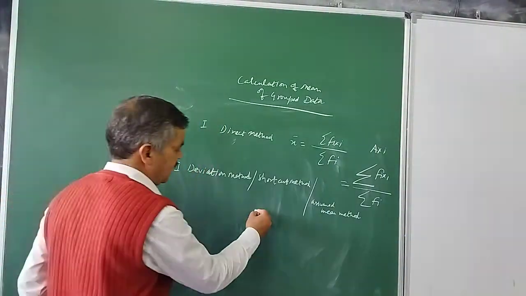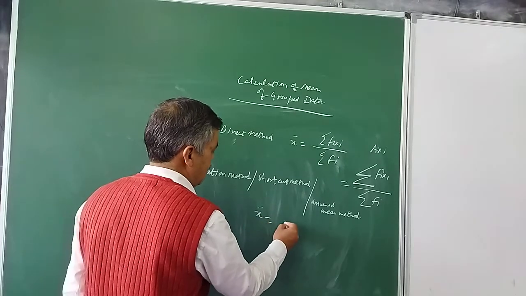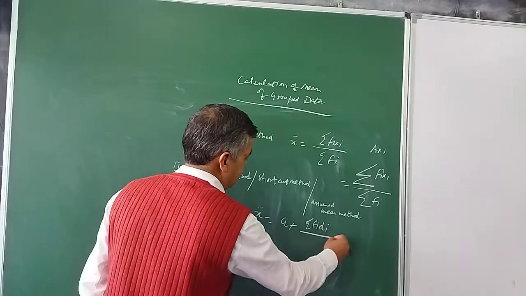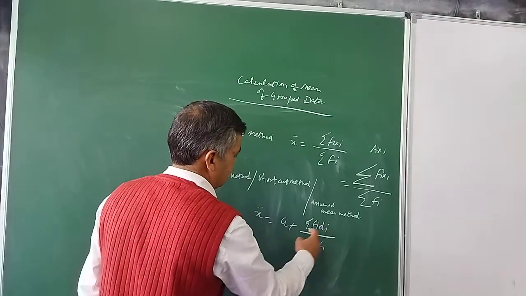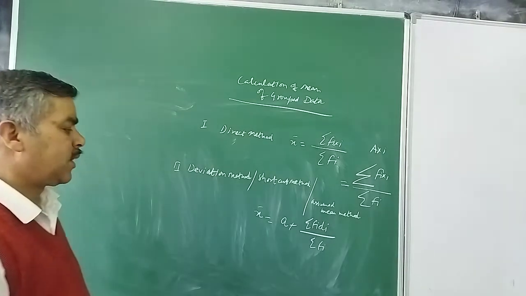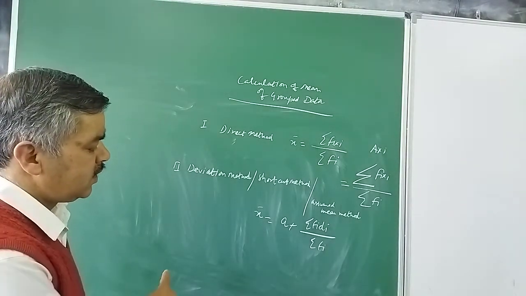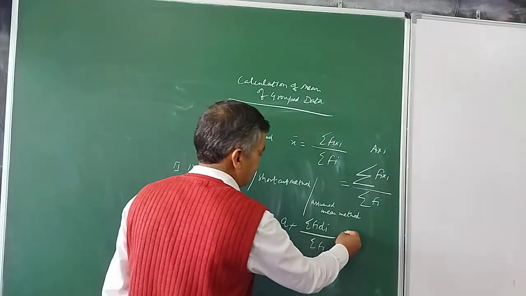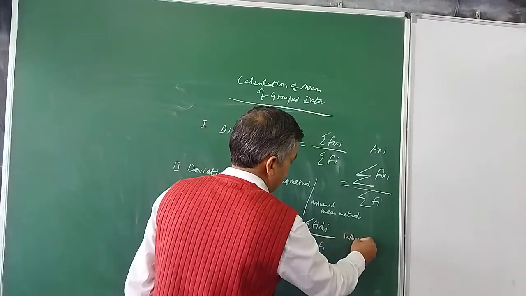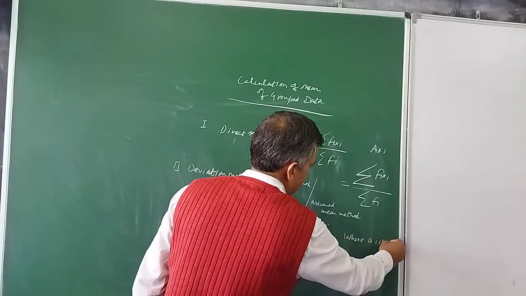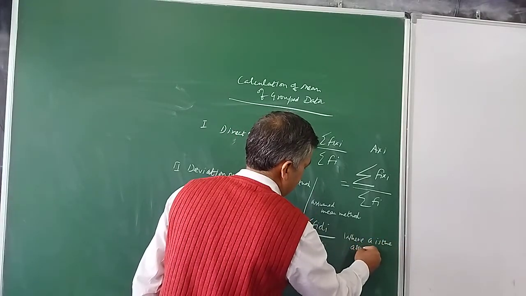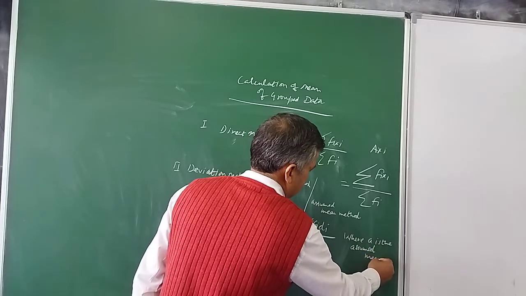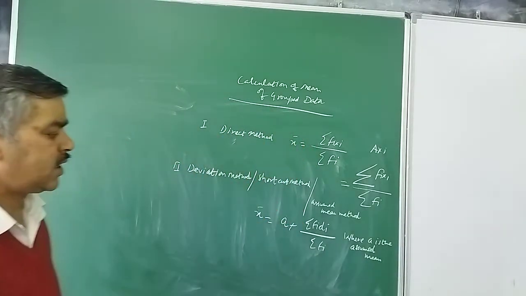And the formula we use here is x bar is equal to a plus the sum of fi di divided by the sum of fi, that is, the sum of the products of di with fi, divided by the sum of all the frequencies, where a is the assumed mean. I will clarify this term when I take the example.